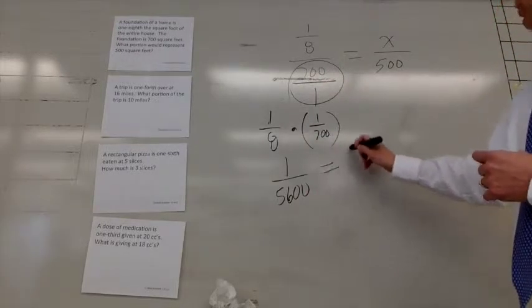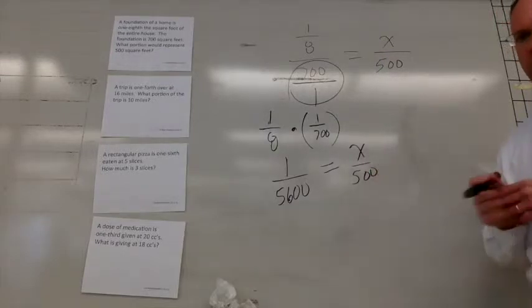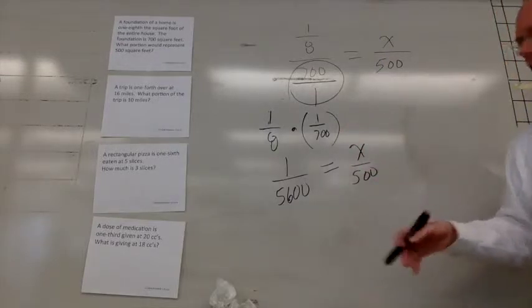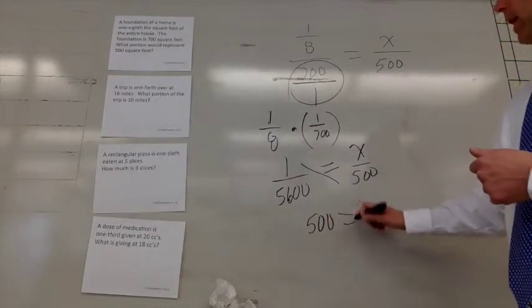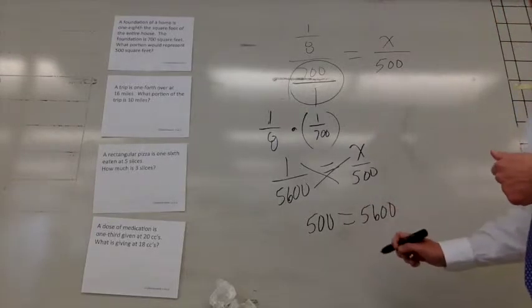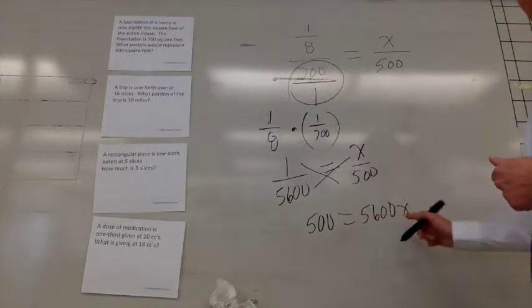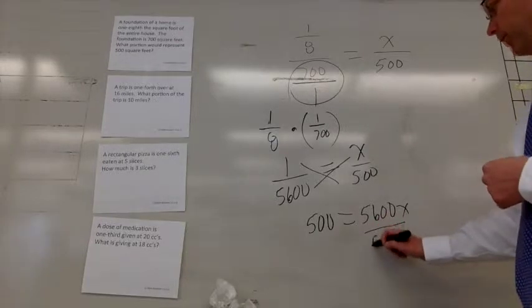And that's going to be equal to x over 500. So we want to go ahead and solve this now. Again, we're going to do our cross multiplication. So I'm going to go that times that, so I get 500, and then x times 5,600, so I get 5,600x. Remember, these are being multiplied, so I now need to divide both sides by 5,600.